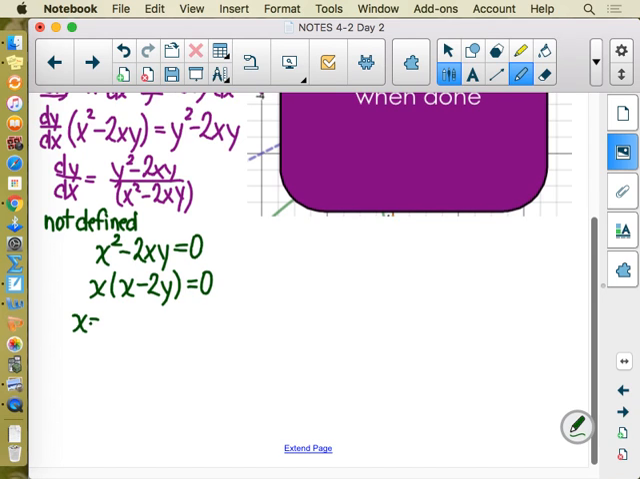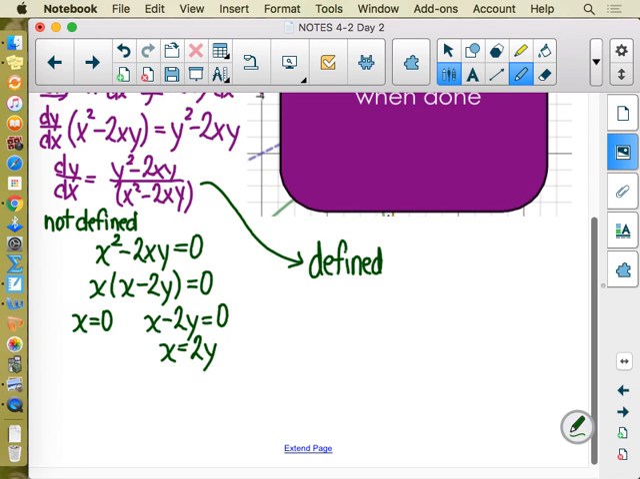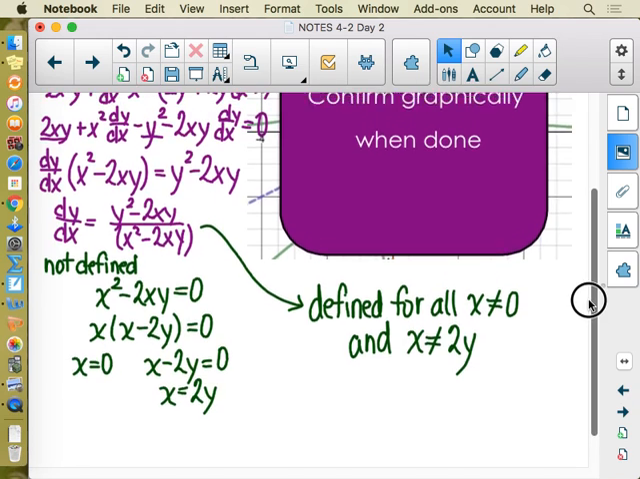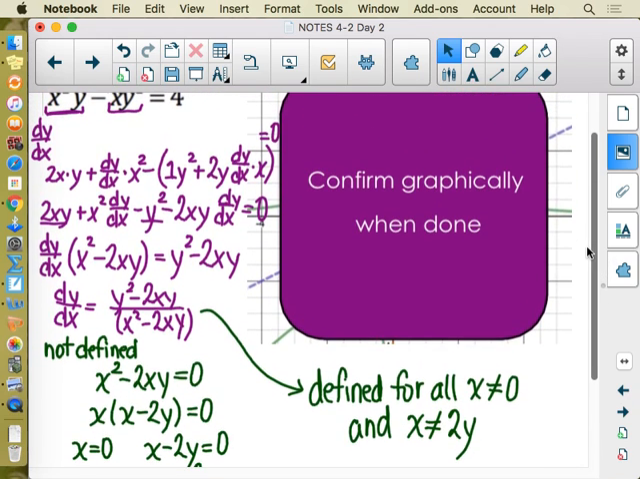Okay, so setting each factor to 0. If x is 0, the denominator is 0. If x minus 2y is 0, the denominator is 0, which means my x's are twice my y's, or my y's are half my x's. So when they ask where it's defined and where it's not, here's our derivative, and it's defined for all x's that are not 0, and for x's that are not worth twice their y value. I don't need to find each of those on the graph. I'm telling where in general that's going to be. And I was really specific about the x equals 0 part.